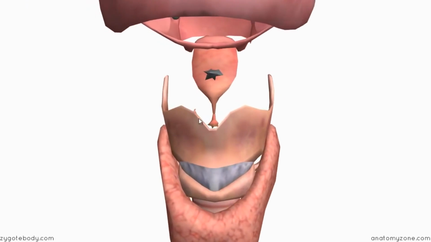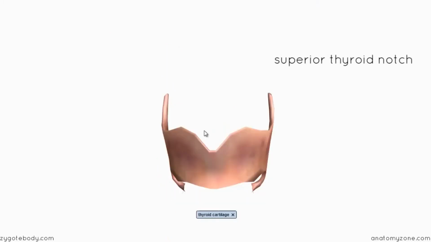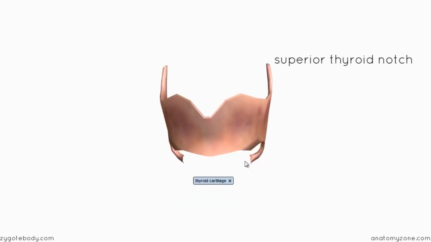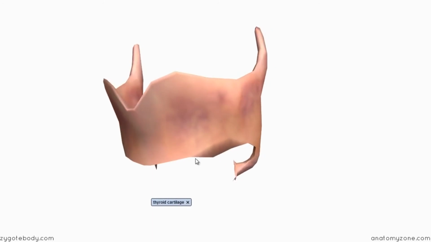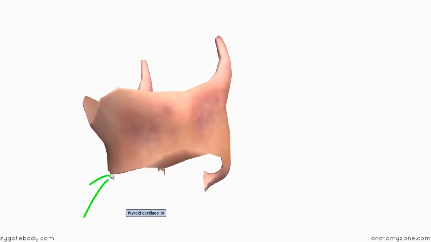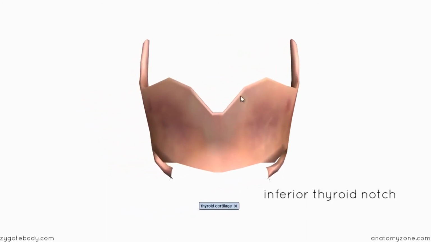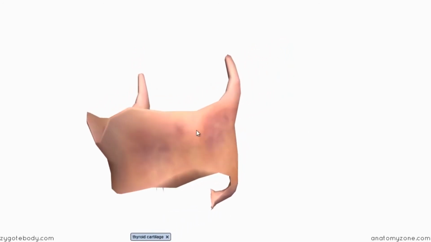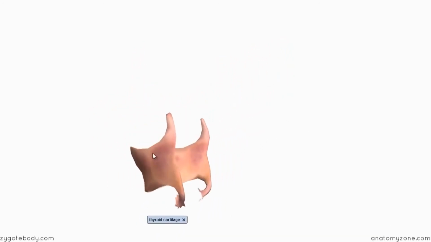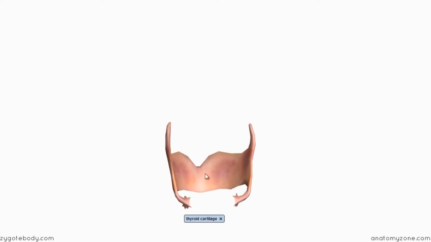You've also got this little notch where the laminae meet. This is called the superior thyroid notch. We also have, inferiorly in the midline, another notch called the inferior thyroid notch, but the superior thyroid notch is more evident. If we follow the thyroid cartilage around to the back, you can see that it is open posteriorly. It's not a complete ring.